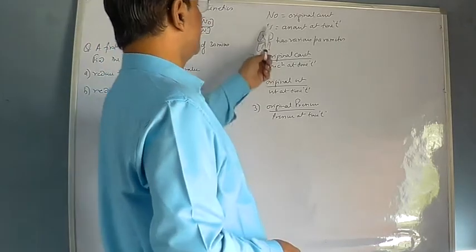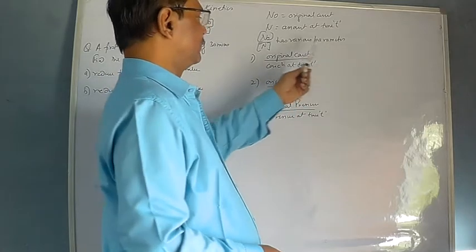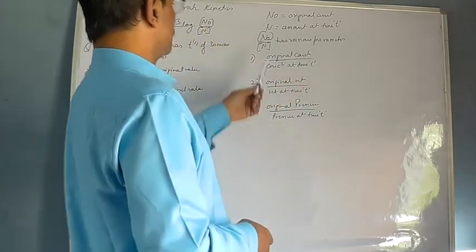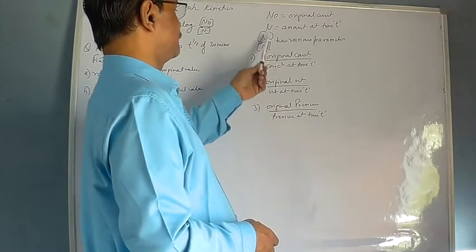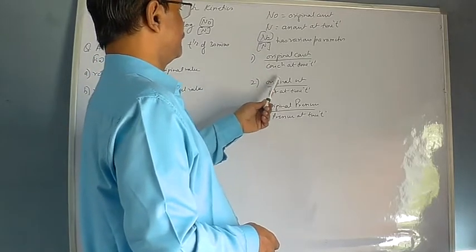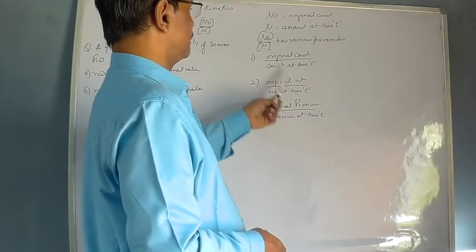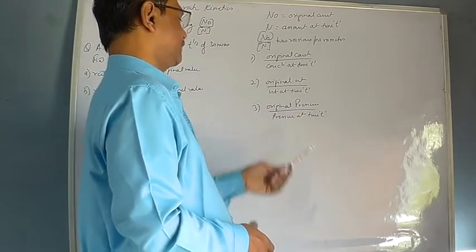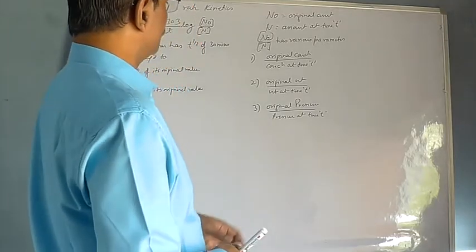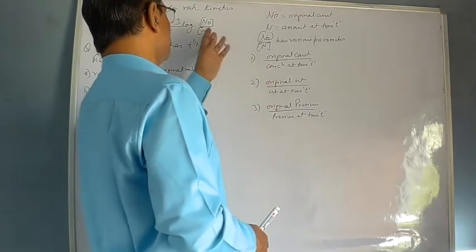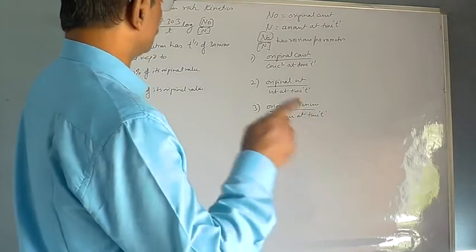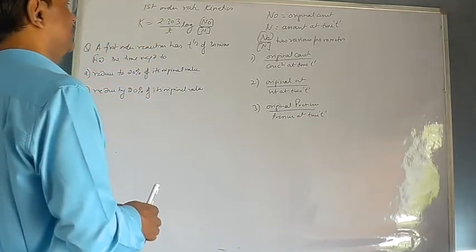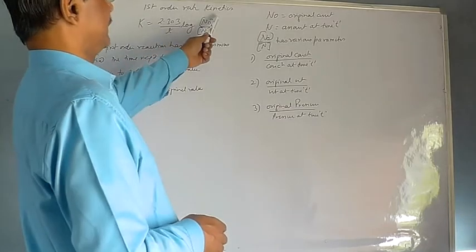Plus, this n0 by n has various parameters, meaning we can put various things over here. What are those? n0 can be original concentration upon concentration at time t, original weight upon weight at time t, or original pressure upon pressure at time t. So class, we can put all these parameters in first order kinetics, but the condition is that the reaction must follow first order kinetics.